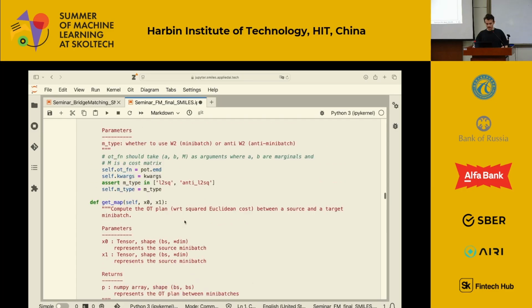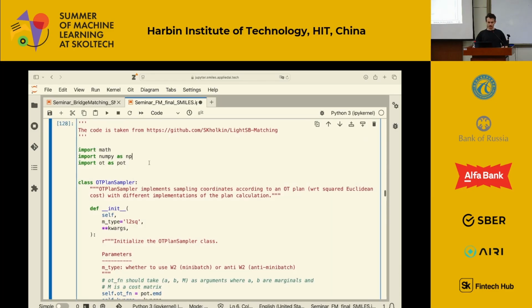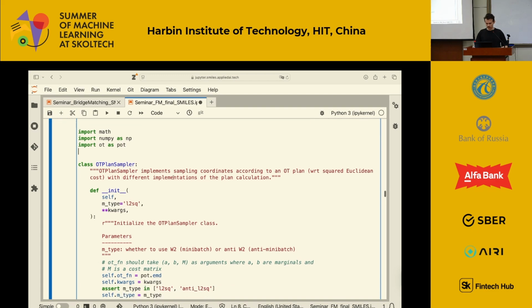So let's see how to implement this. We would use here a beautiful library called POT. This is a very famous Python library for optimal transport. If you are familiar with optimal transport, you surely know what it is. It's basically state of the art for PyTorch and optimal transport.